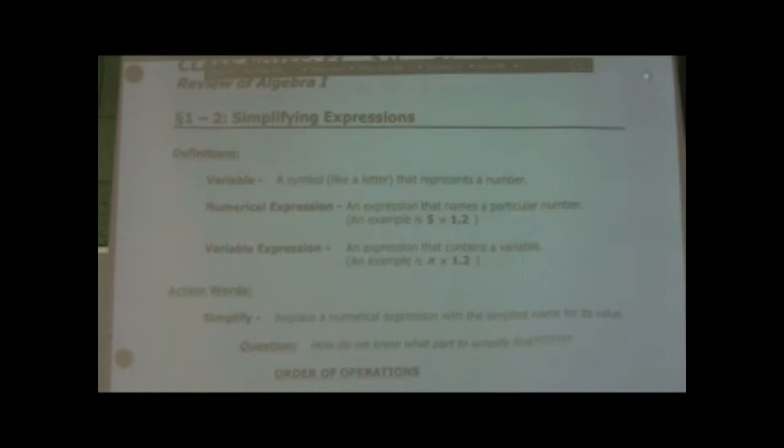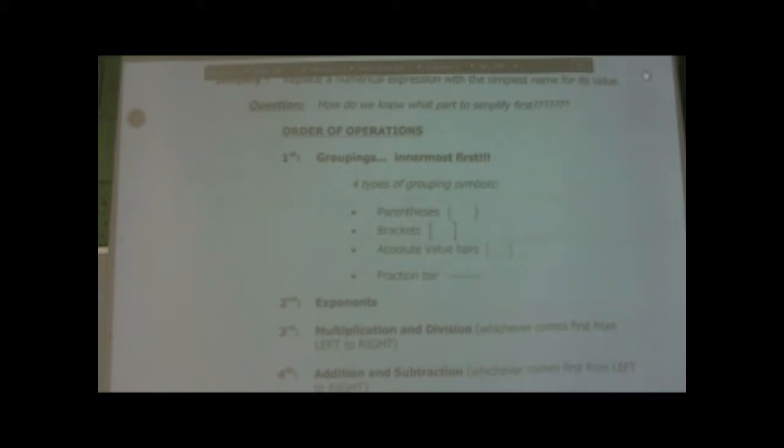All right, how do we know what part to simplify first? Because when you get large expressions, the key is where do you start with all this stuff? We know now we're not going to just write the whole thing into our calculator and press equals. We're going to use the order of operations. So here's the order of operations in review. First thing we're going to do is the groupings. If you have groupings inside of other groupings, go from the innermost to the outside ones. So innermost first, work to the outside.